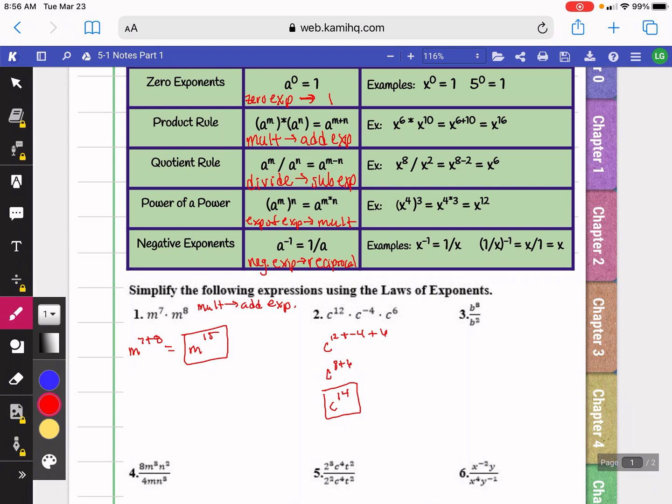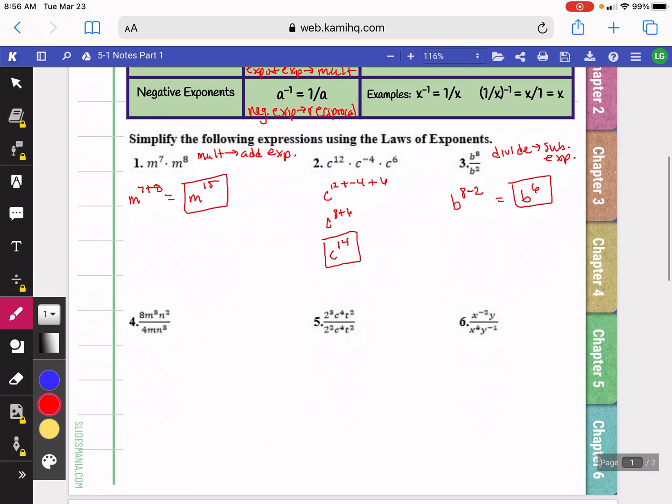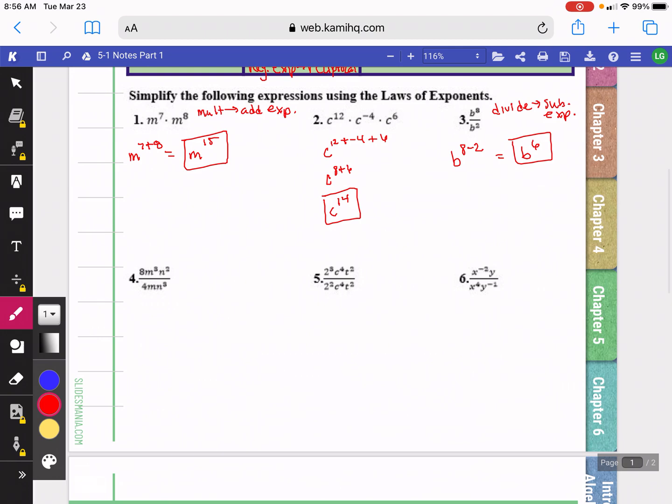And then in our next one, we're dividing. When you divide, you subtract the exponents. So here, we're going to do the numerator minus the denominator. So it's b to the 8 minus 2, which is equal to b to the 6th power. In the next problems, we're going to be dividing, but there's going to be more terms. So we'll just take it one step at a time.